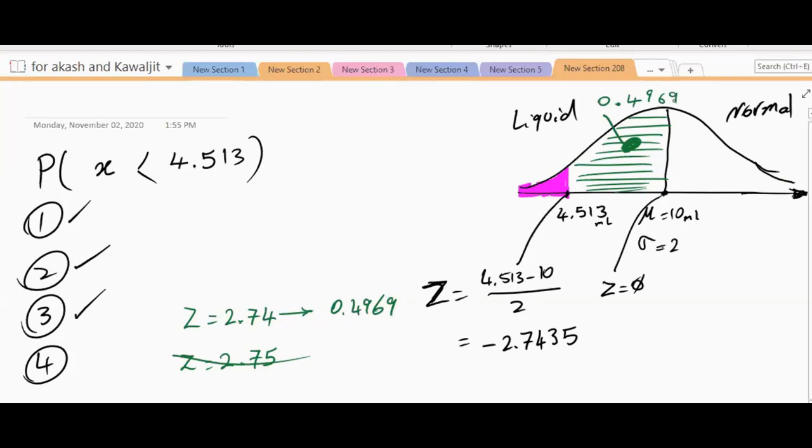Yeah. How can we find that? 0.5 minus 0.4969. We know that this area to negative infinity is 0.5. If we subtract the green area, which is 0.4969, then we find the answer.